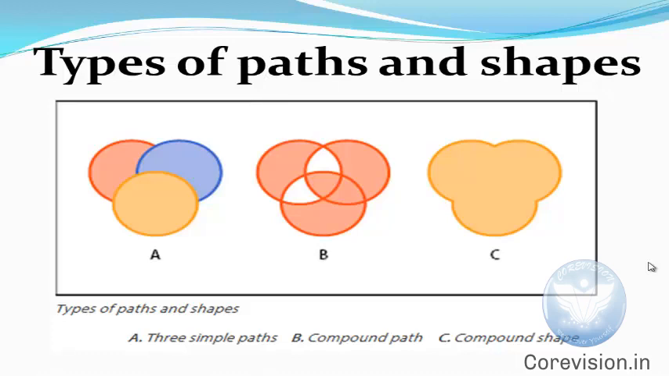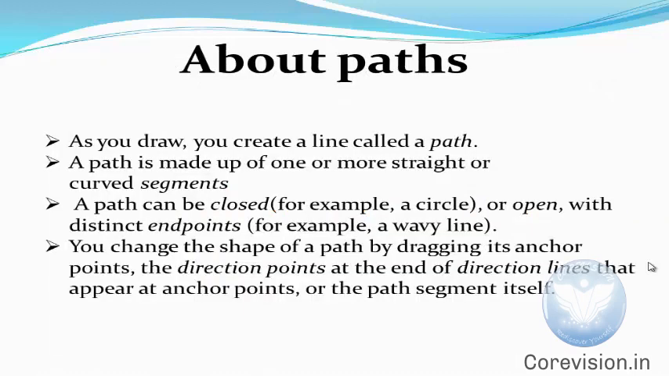Let us talk about paths. Our first question is, what is a path? As you draw, you create a line called a path. A path is made up of one or more straight or curved segments. A path can be closed or open with distinct endpoints. A closed path is, for example, a circle, and an open path is, for example, a wavy line.